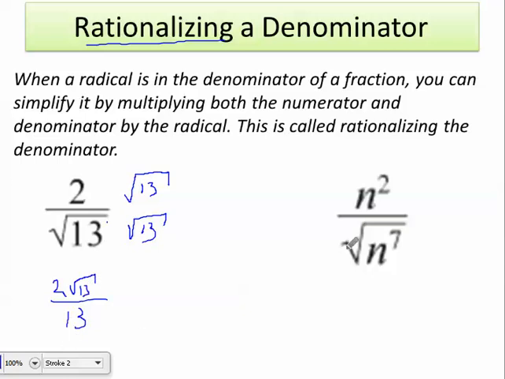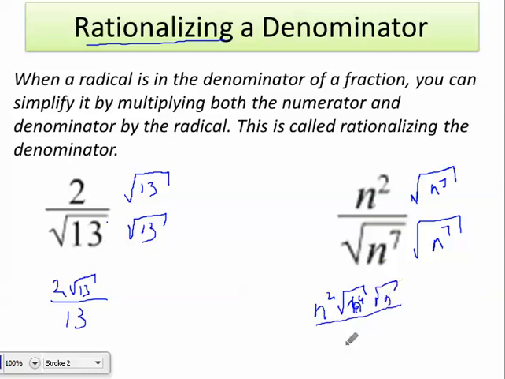Okay? Same sort of thing here. I'm going to multiply times the square root of n to the 7th power divided by square root of n to the 7th power. Okay? That's going to wind up being n squared, square root of n to the 6th, square root of n, divided by n to the 7th. Well, this comes out as n to the 3rd.